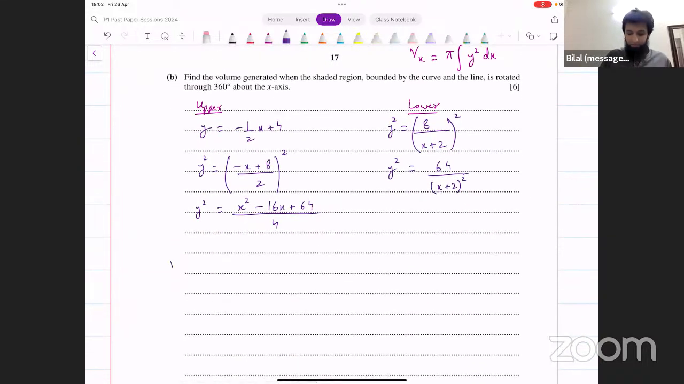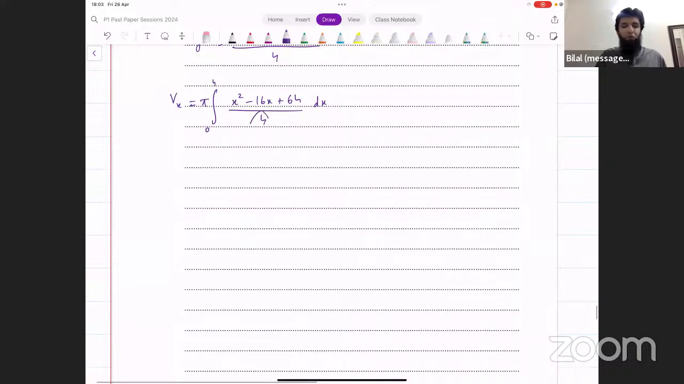Let's integrate them. Volume of revolution about the x-axis. Limits are from 0 to 6. We need to integrate this thing. That's (x squared minus 16x plus 64) whole divided by 4. We need to integrate this with respect to x. Now, this 4 is dividing the whole thing. It will make things easier if we just write this 4 outside, with pi, so it becomes pi over 4. Inside, we're just left with this thing. This is what we can integrate directly.